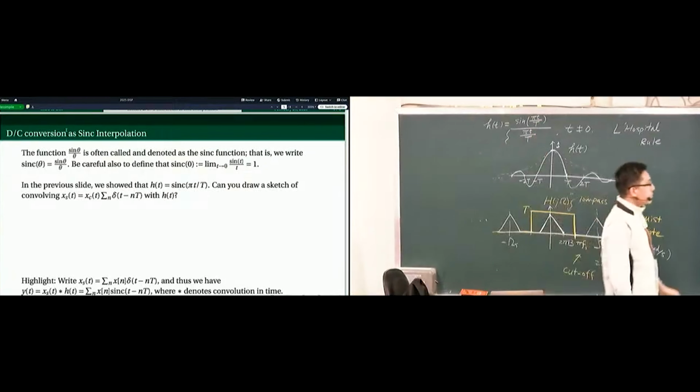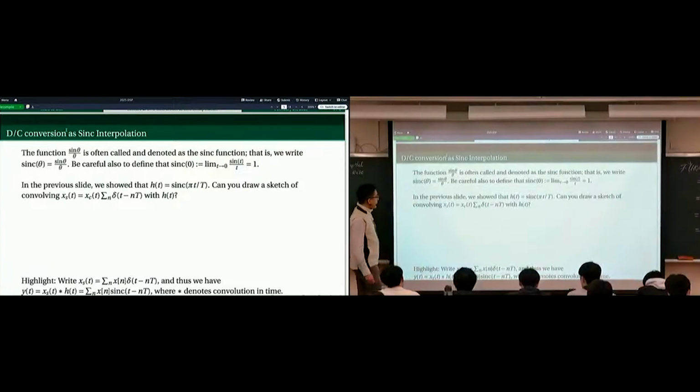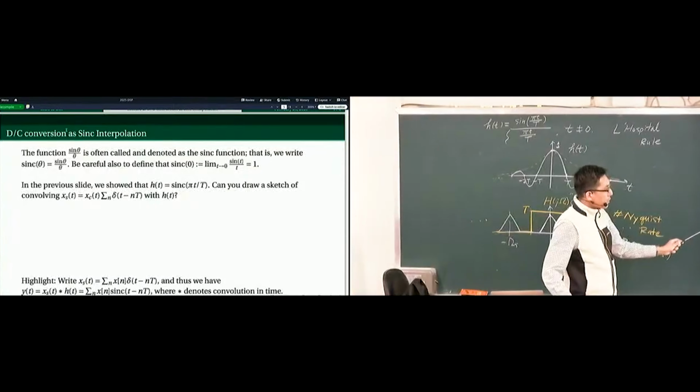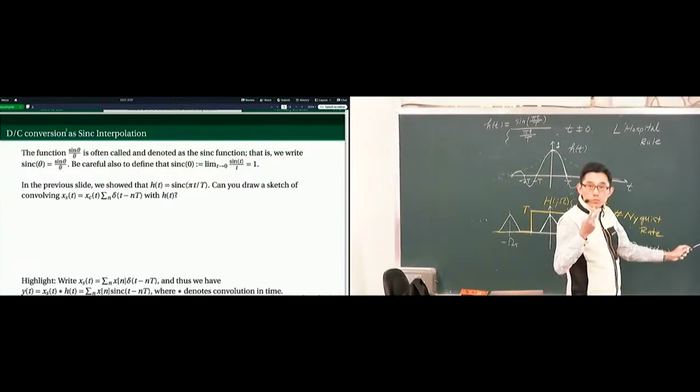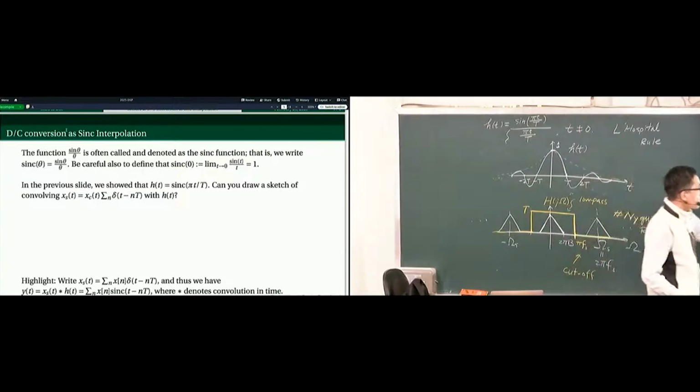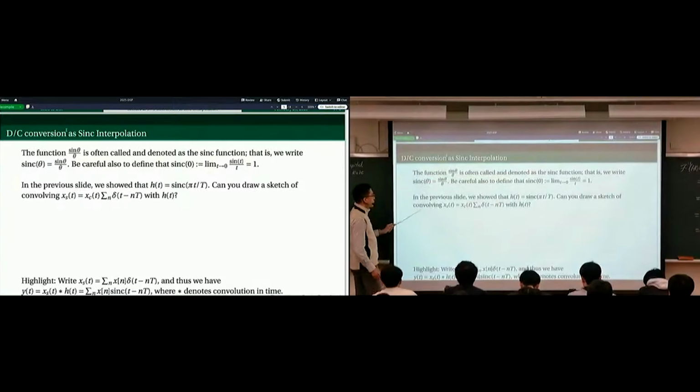Okay? And now we use the notation h of t equals Sinc. Now the next task I would like to invite you to do is to make a sketch of convolution. Convolution between two things: we're going to convolve h with the result of sampling. What's the result of sampling? The result of sampling is to multiply our signal of interest with the spike train, with the delta function, the spike train right here.